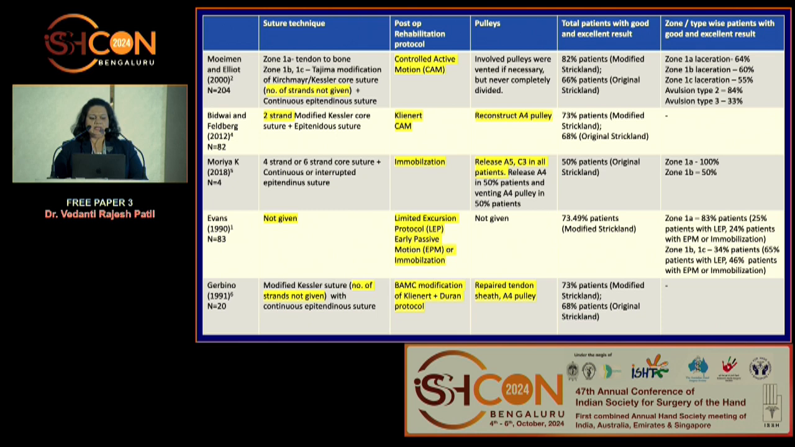As a comparison with other similar studies, what we noticed was that all these studies had used a different protocol than ours. We had used early active mobilization. And in a few studies, they have mentioned the rule of whether to reconstruct the pulley or to release the pulley.